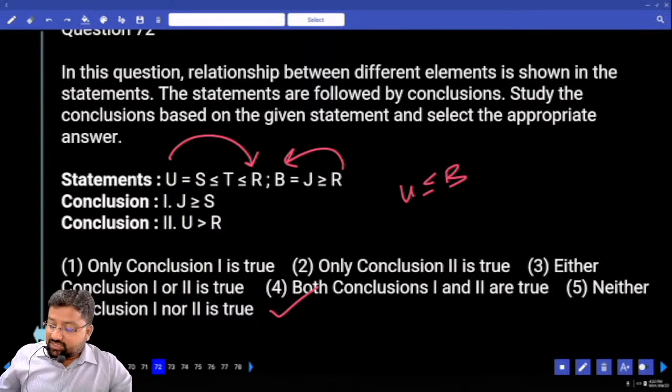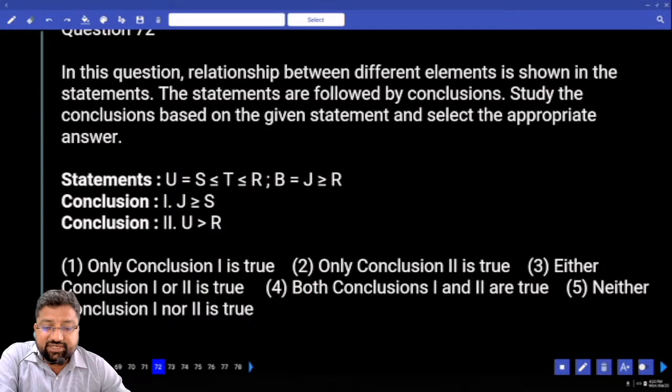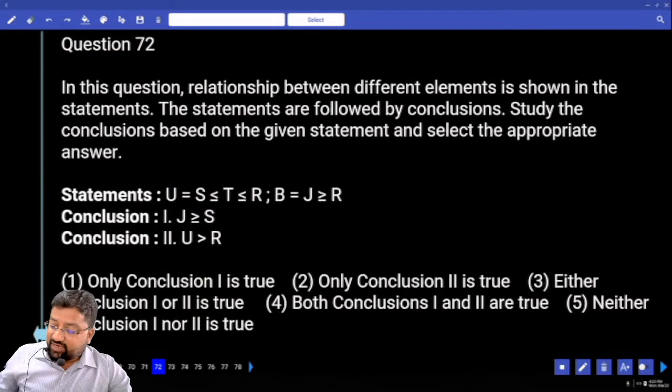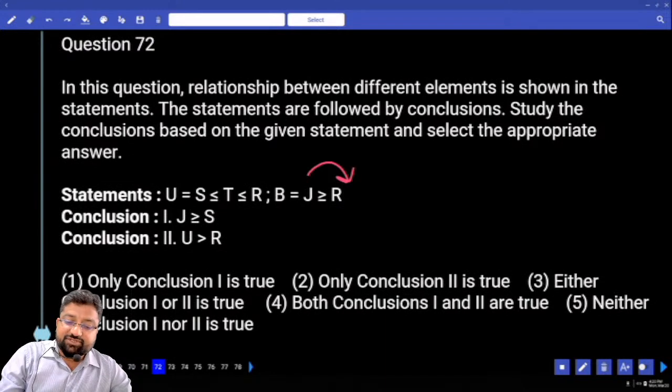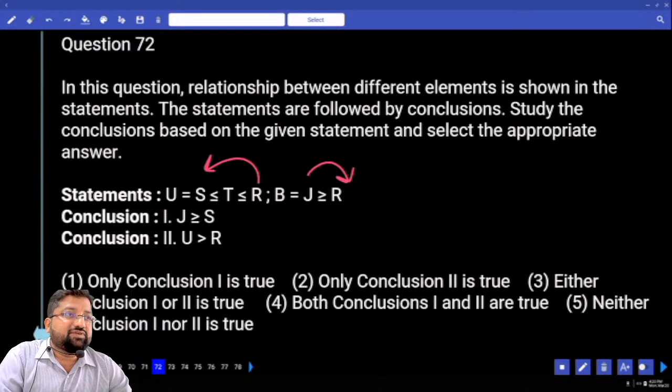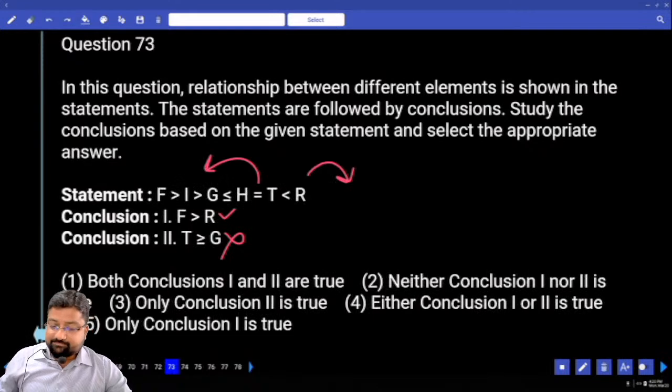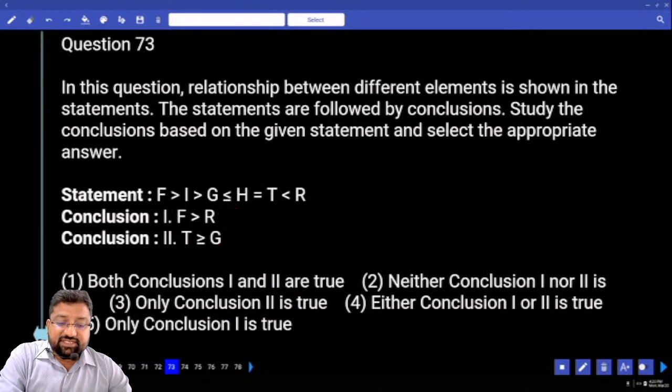Next here. Now let's go for the next one. What's happening here? J greater than or equals to S. I need to take the help of R. J greater than or equals to R. R greater than or equals to S. Is it right? Yes, it is right. U greater than R. The relationship between U and R is U is less than or equals to. But he says greater than. Wrong. So what's the answer? Only 1.